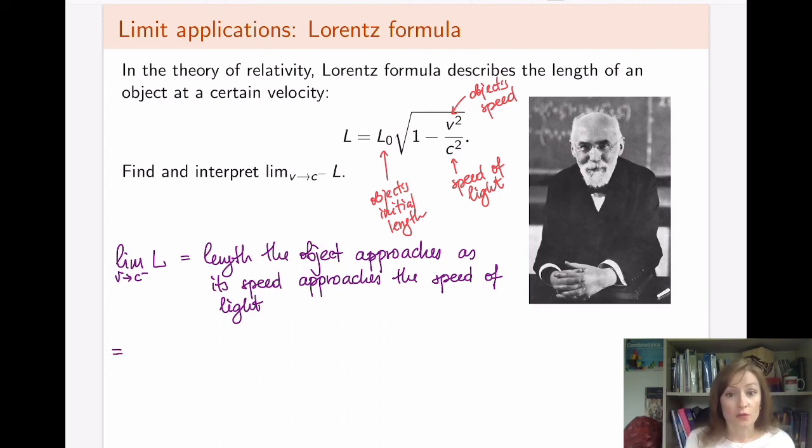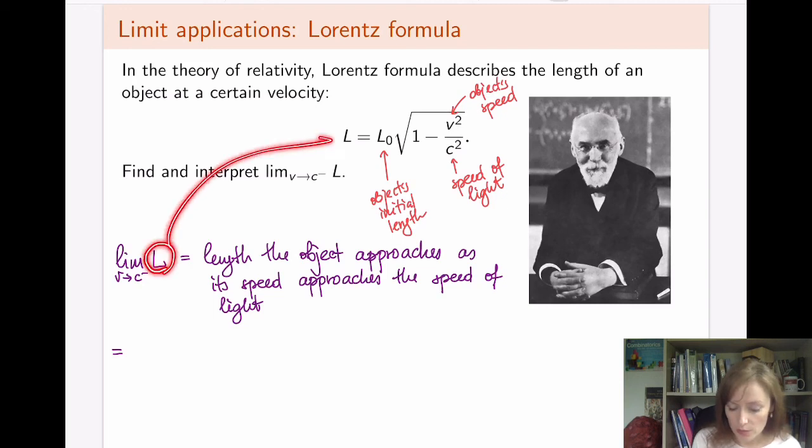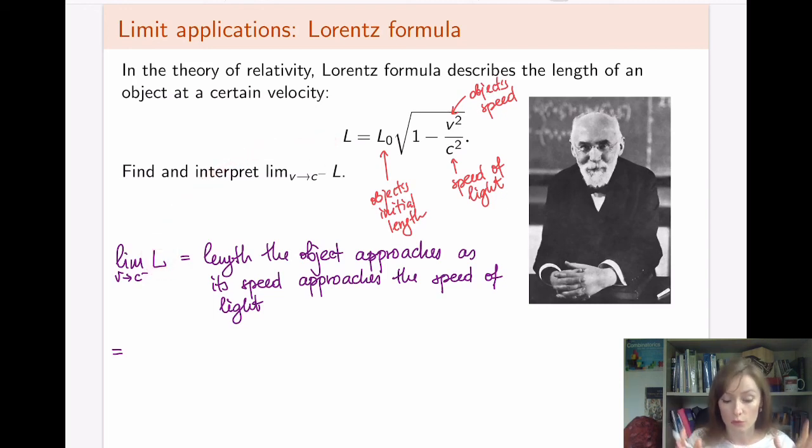Okay, the first rule of limits, we're trying to plug it in. But now the first thing we're going to try to plug in is to actually replace this L with a formula for it that is given by the Lorentz formula. So limit as v goes to c from the left of L, which is given by L naught times the square root of 1 minus v squared over c squared. Excellent.